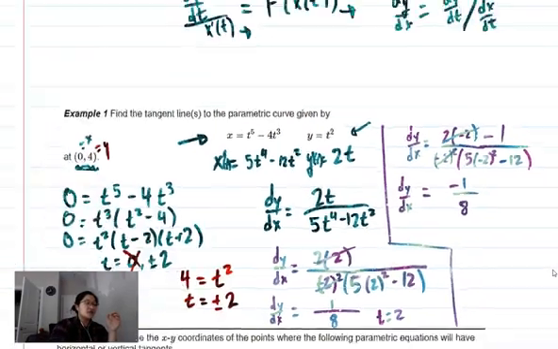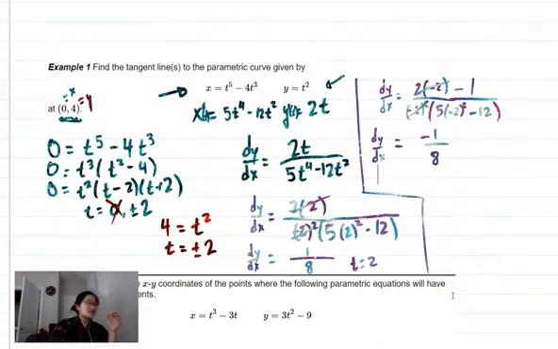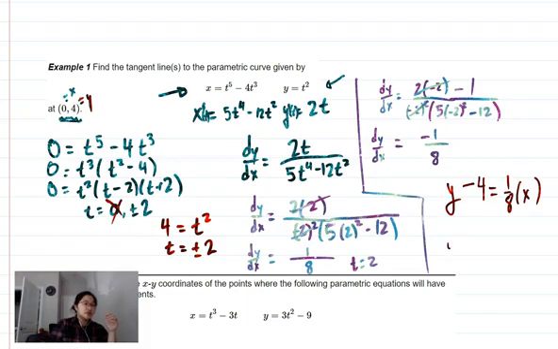So if we're looking for our tangent lines for our final answer, we need to take our points and our slopes. So we have y minus 4 equals 1/8 times x minus 0, and y minus 4 equals negative 1/8 times x.